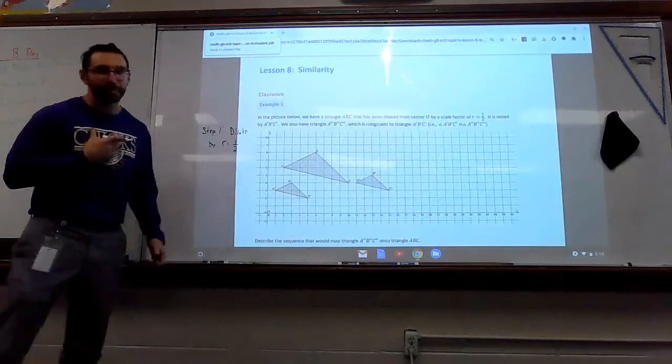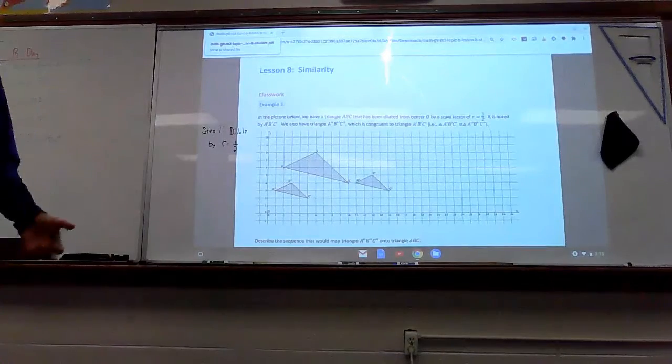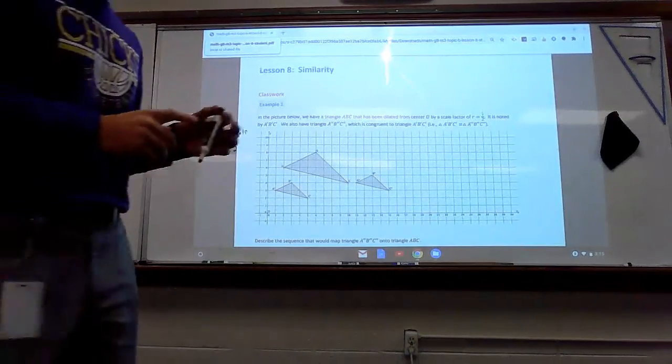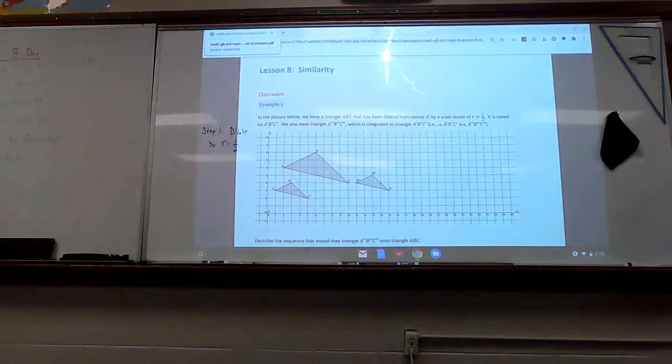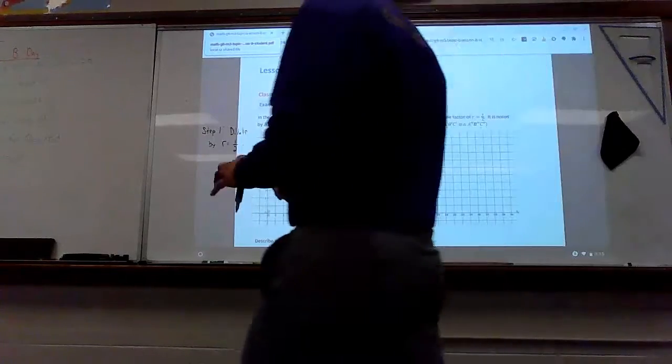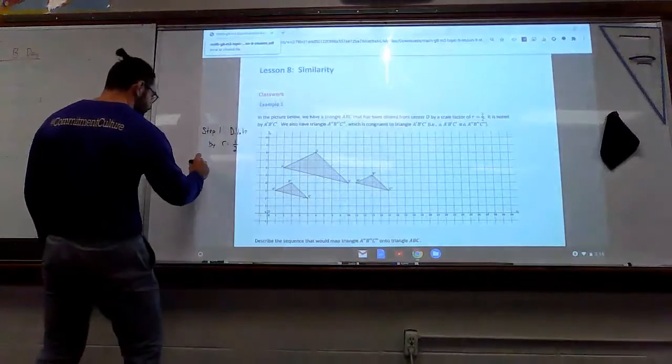And remember, I abbreviate scale factor as SF. Engage New York does not. They abbreviate it by R, which is fine. So that's the first step. We are dilating it. It's a reduction if we want to be very specific. And I'm freezing, so I'm going to keep drinking coffee. Step 2, and this is our sequence.